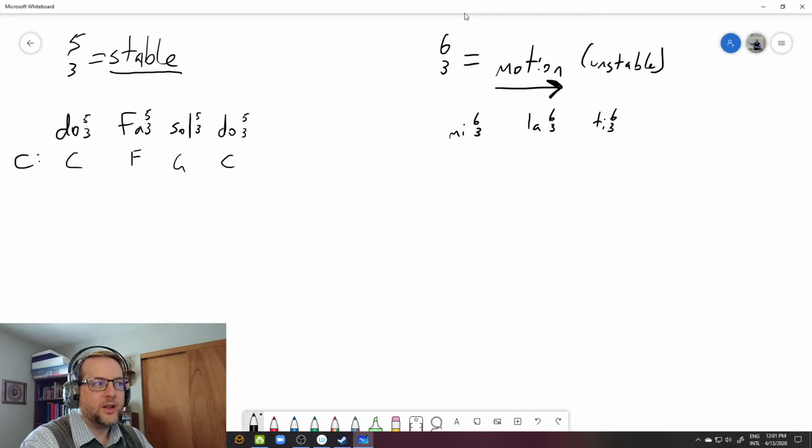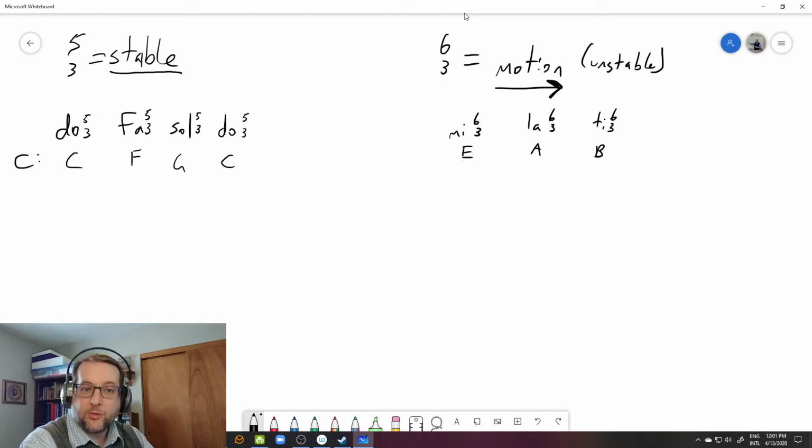Sol, la, ti, do, ti, la, sol. Or do, la is unstable, wanting to move to sol. And so we tend to often put 6/3 chords on these. Now let's see what happens in the key of C major. Our mi is E, our la is A, our ti is B.